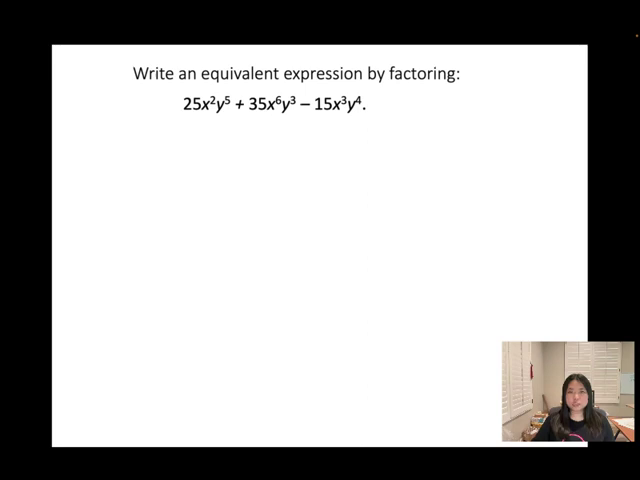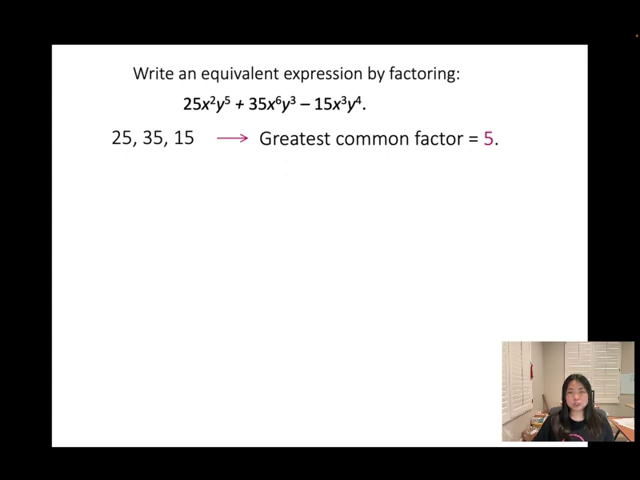Write an equivalent expression by factoring. So we do have the trinomial here. We do have 3 terms. First, we're going to only look at the numbers. 25, 35, 15. Think about it. What is the common factor? The common factor will be 5. Right? The greatest common factor is going to be 5.